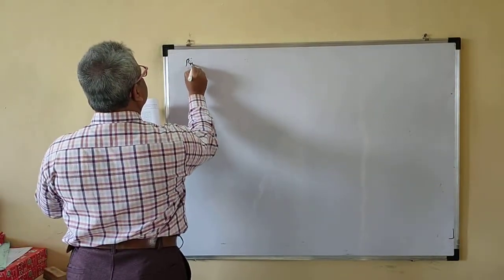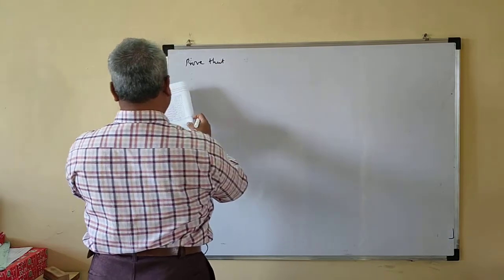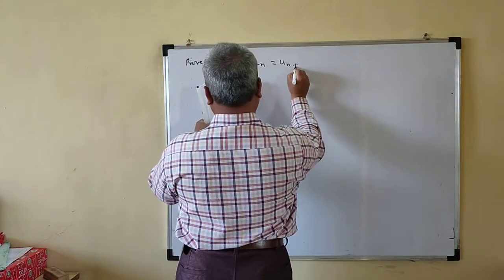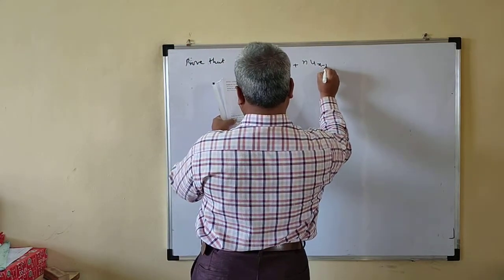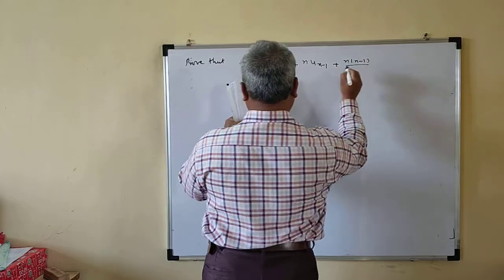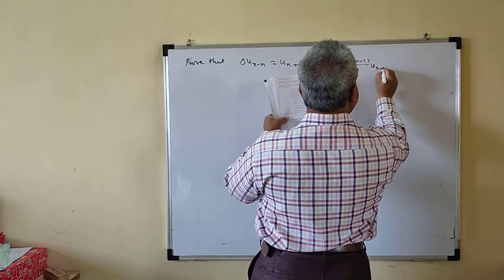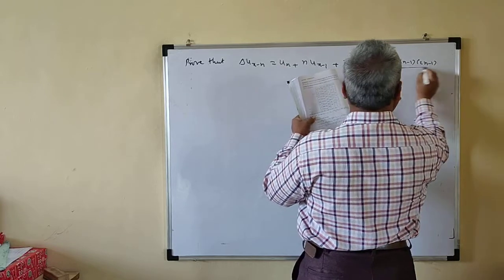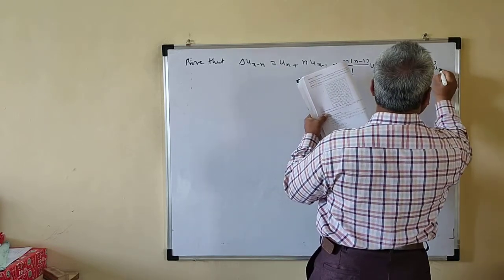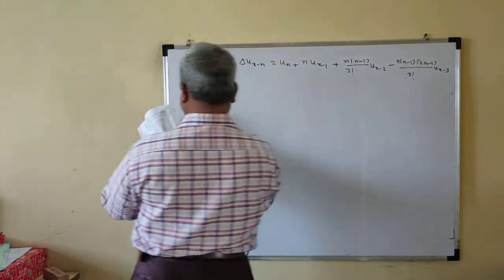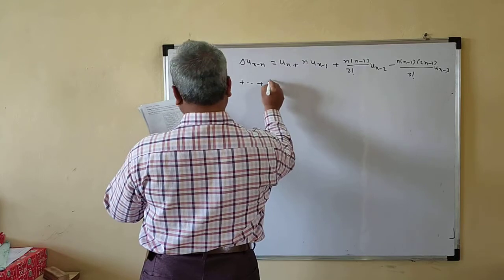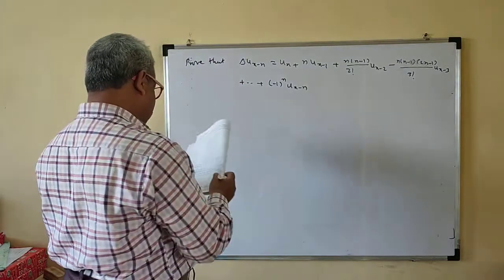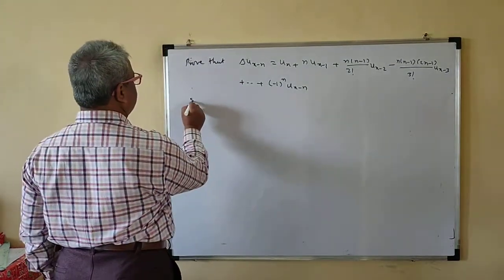Prove that Δ^n u_{x-n} is equal to u_x + n u_{x-1} + n(n-1)/2! u_{x-2} - n(n-1)(n-1)/3! u_{x-3} + ... + (-1)^n u_{x-n}. Solution.